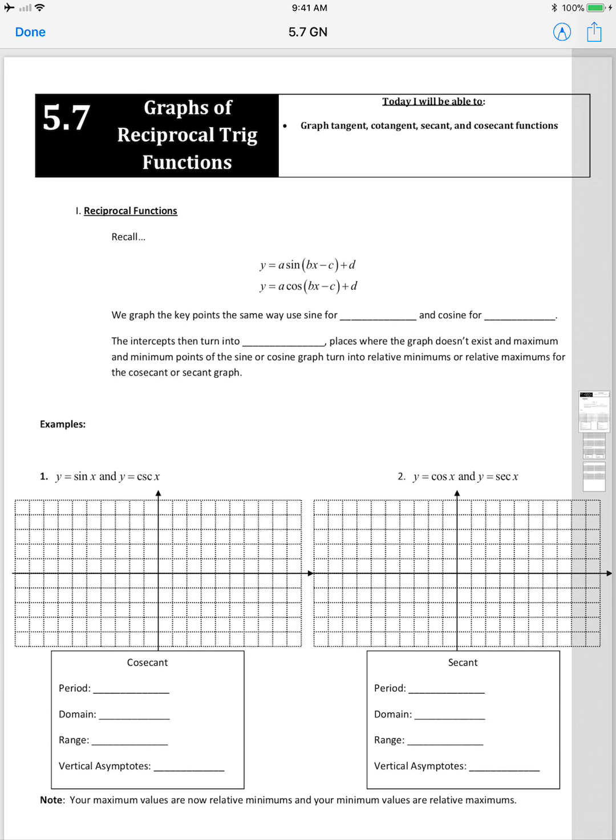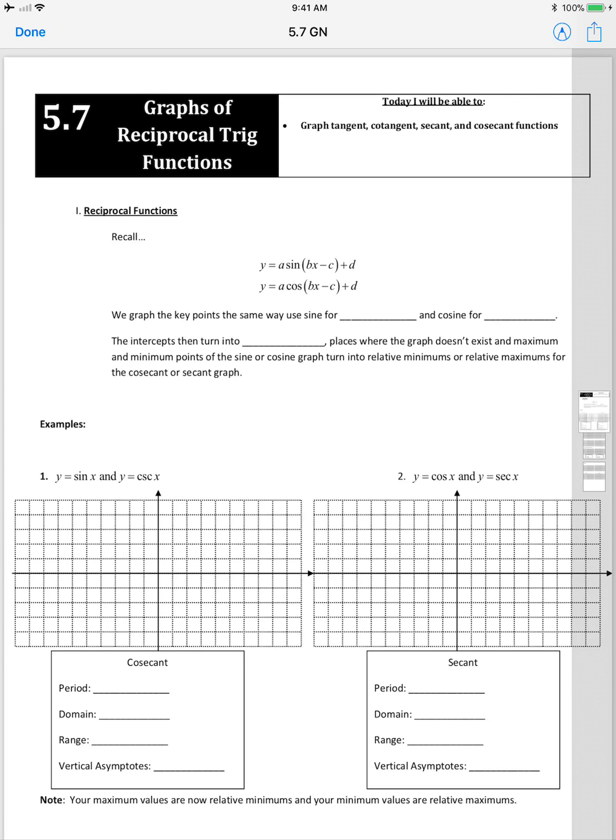Hello, this is Mr. Boothman, and we are here in section 5.7, and this is graphs of the reciprocal trig functions. So in this section, we're going to finally talk about being able to graph cosecant and secant. It's a lot simpler than you are probably thinking, I promise. And then we'll finally get to talk about graphing the tangent and cotangent functions. Those are super fun. I think these are really cool graphs, so let's go ahead and jump right in.